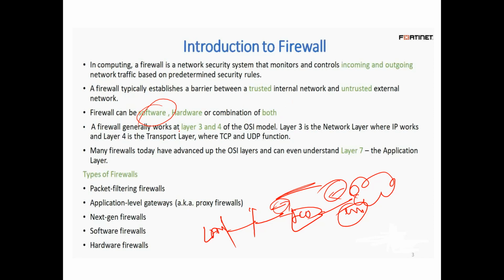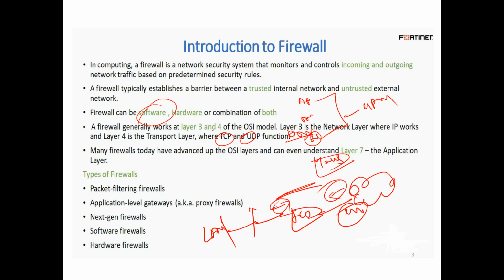A firewall generally works at layer 3 and layer 4 of the OSI model. Layer 3 is the network layer where IP works, and layer 4 is the transport layer where TCP and UDP function. As we know about this OSI layer, the application, presentation, and session layers are known as the software layers, also called the upper layers. Transport is our fourth layer, correct? So TCP, UDP, and DNS traffic come under that, because DNS is also one of the protocols, right? Every protocol's traffic comes under layer 4.